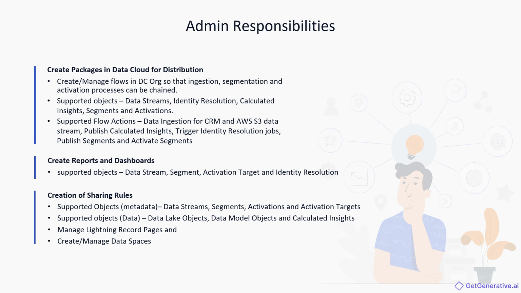Your supported objects: your data streams, identity resolution, calculated insights, segment and activation for the chaining, for the orchestration. You also have supported flow actions where you can ingest the data from CRM and AWS. You can publish a calculated insight, trigger an identity resolution, publish a segment. Again, the first point talked about what you can do on a high level. The second point talked about what are the different objects that you have access to using flows. And the third talked about what are the different actions.